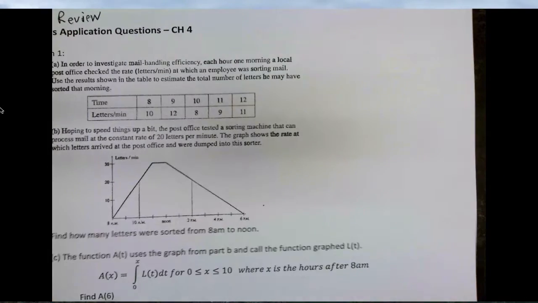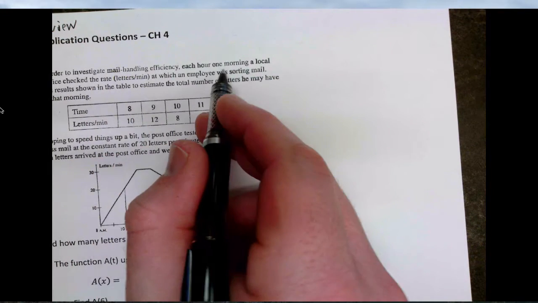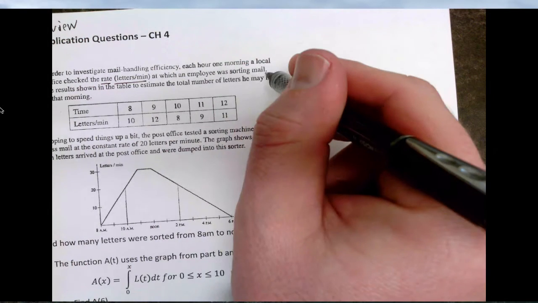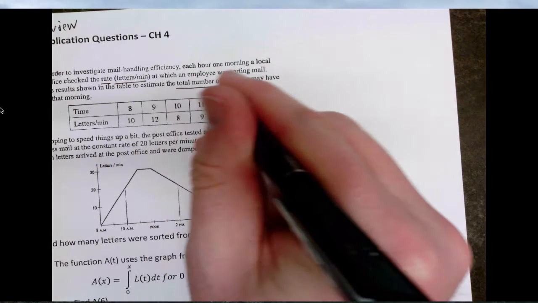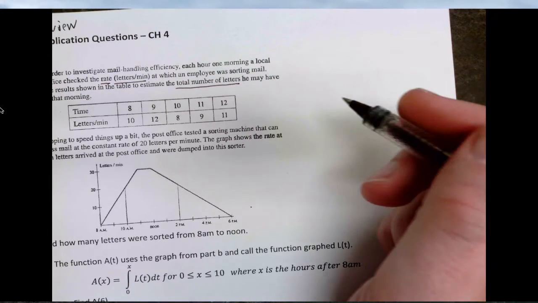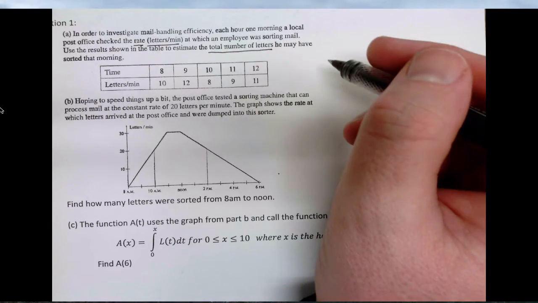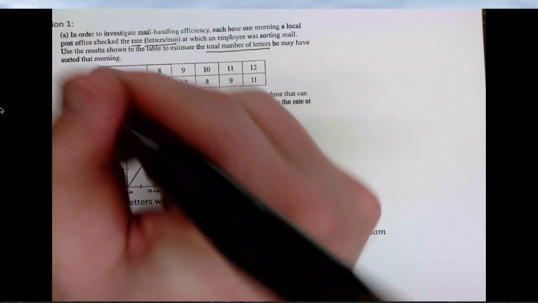Okay, for question 1, it says in order to investigate mail handling efficiency, each hour one morning a local post office checked the rate, and this is letters per minute, at which an employee was sorting mail. Use the results shown in the table to estimate the total number of letters he may have sorted that morning. All right, so there's one tricky part to this. The one tricky part is that the letters per minute, I want to see that in letters per hour.